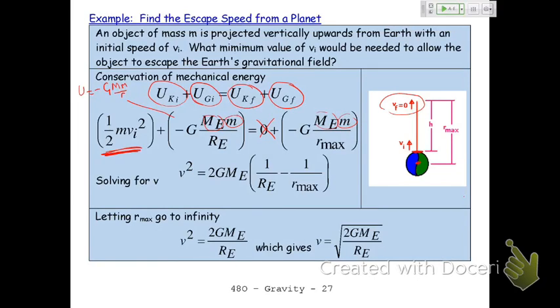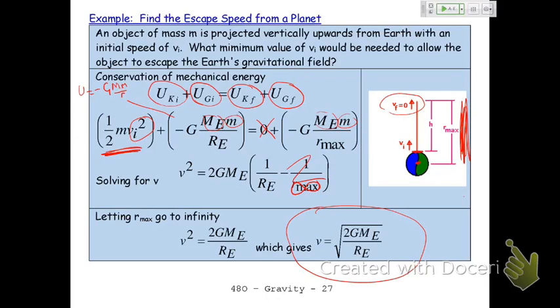Rearranging, just finding my v squared. V squared is equal to 2 G M_E times 1 over R_E minus 1 over R max. And of course, R max we can take as being infinitely far away, so that term goes away. So I end up with this basically. V squared equals 2 G M_E over R_E. And so when I do the magic to it and take the square root, I get that.